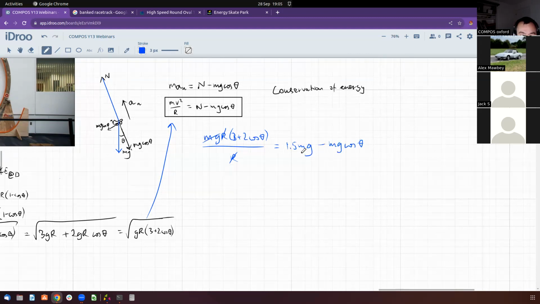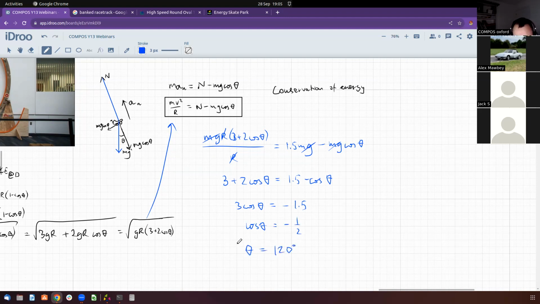And we have mg cancels. And oh, beautiful. 3 plus 2 cos theta is equal to 1.5 minus cos theta. It's actually very beautiful. 3 cos theta equals minus 1.5. Cos theta is equal to minus 1/2. Theta is equal to 120 degrees.